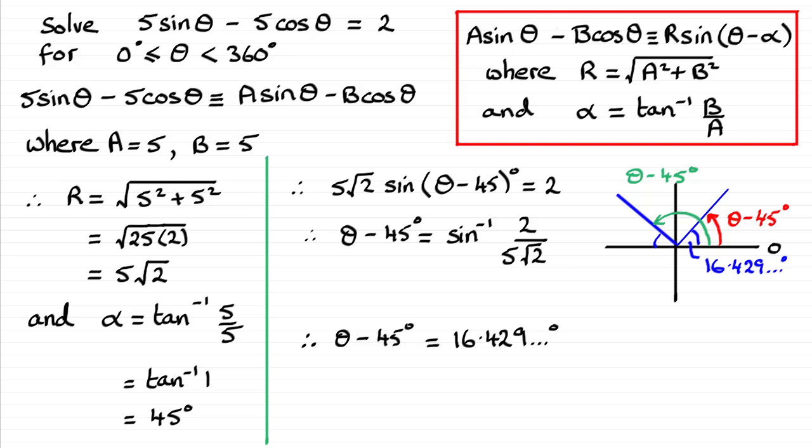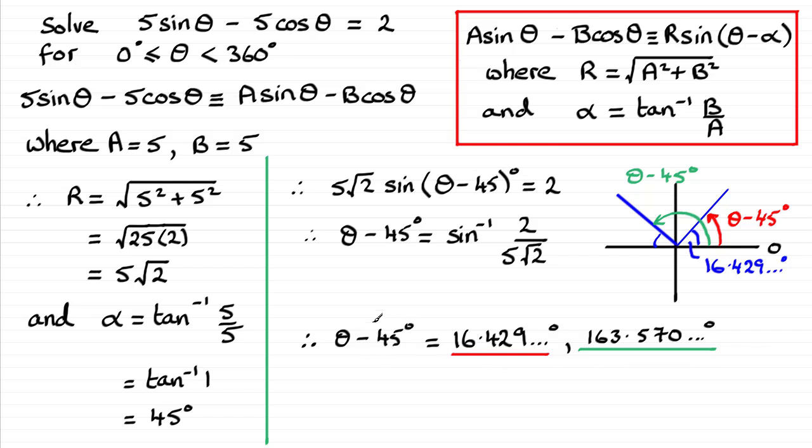Okay, so this one here is our red one, and to get the green one here, all I've got to do is 180 degrees minus the 16.429 degrees. If you do that, you should find you get 163.570 and so on degrees. That's our green one for theta minus 45 degrees.